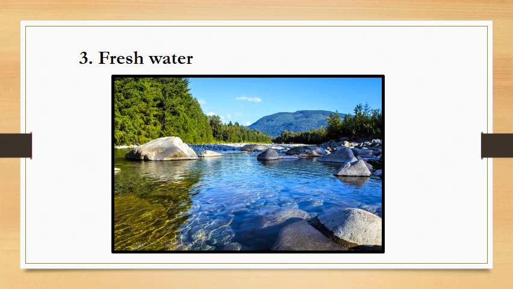Let's talk about the third one, which is fresh water. This is the kind of water that we can drink. Where can we find fresh water? We can find it in a lot of places: in lakes, in rivers, and also underground water, as I will mention after this slide. All this water is only 1% on Earth. Do you see how much fresh water we have on Earth?